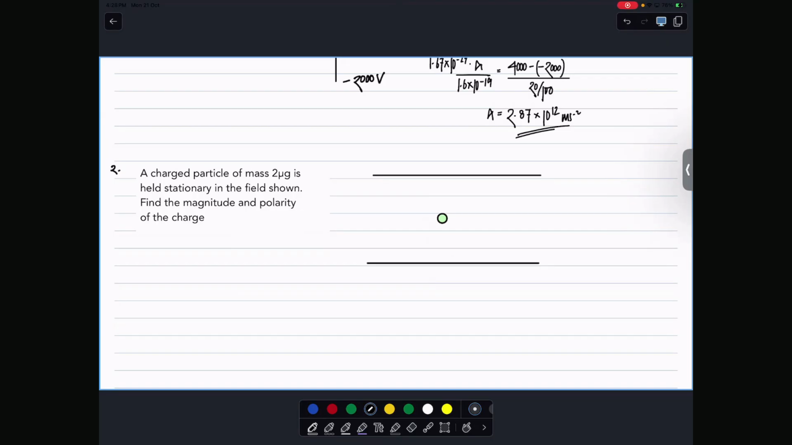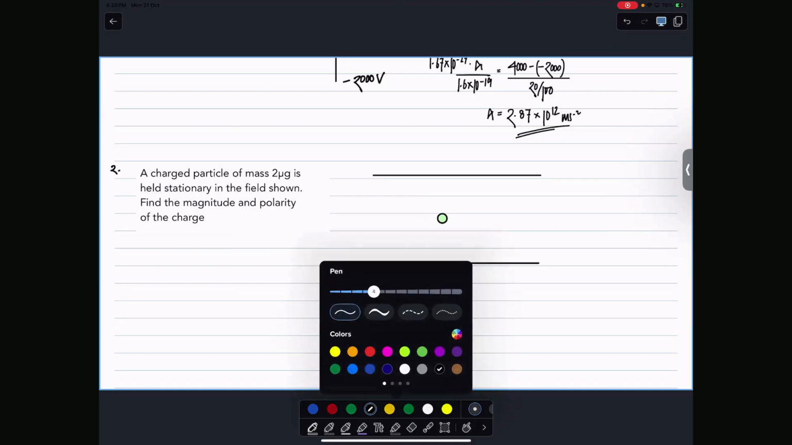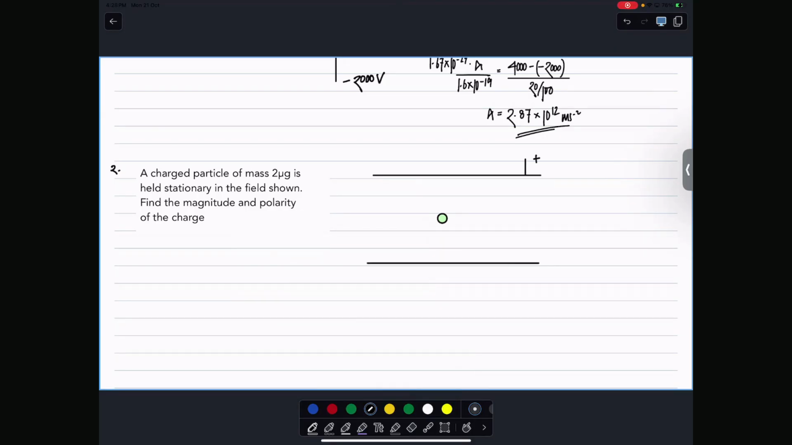So yeah, charged particle of mass, this is provided here. The charged particle that you have here is in a field, plus 4,000 here, and this is minus 2,000, plus 2,000. This can confuse students. So what is the magnitude and polarity of the charge? How much is this charge? Find that for me, and also find the sign of the charge. That's the question.